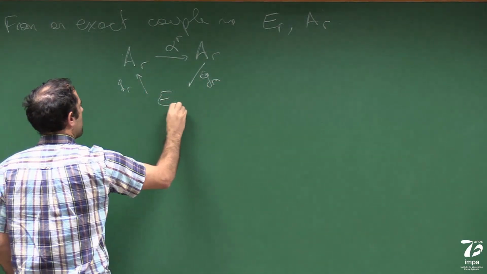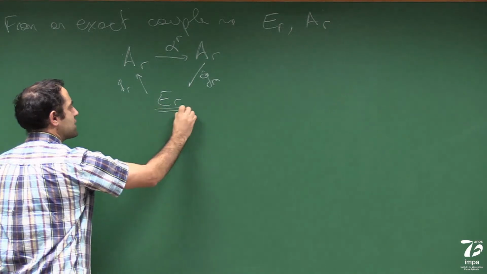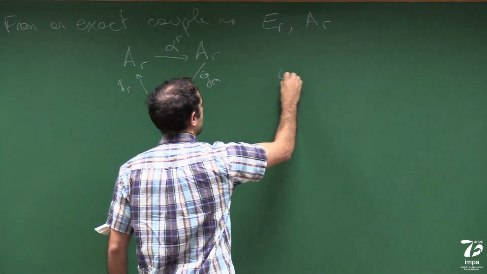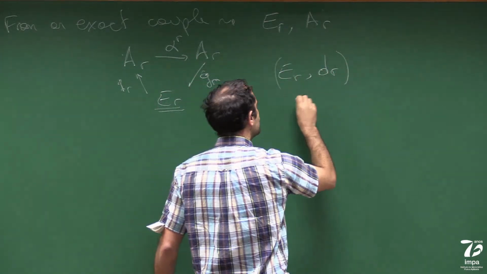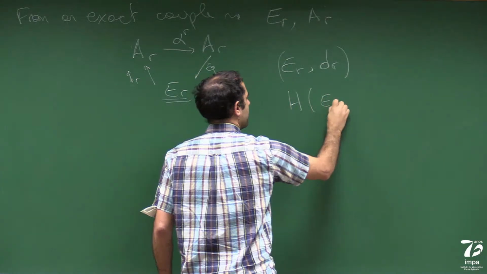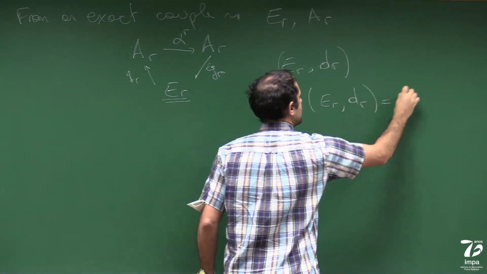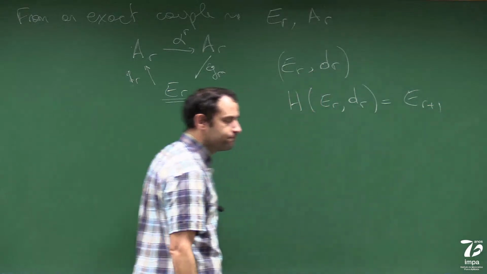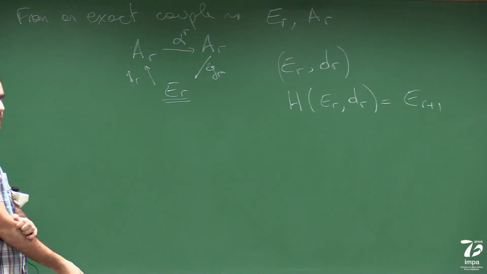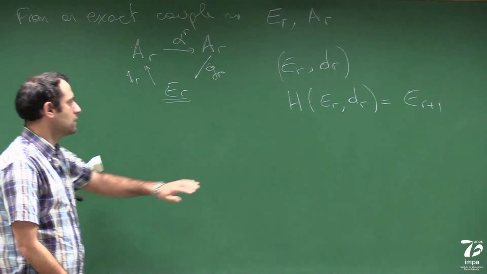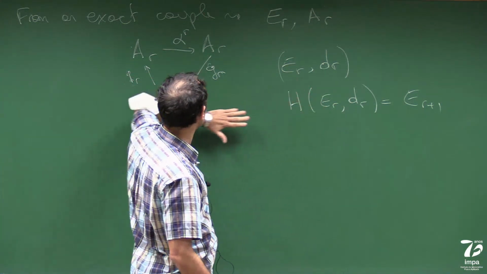F_r, E_r. This is the one that I'm interested in because it becomes a complex, with a differential d_r, and the homology of E_r with respect to d_r is E_{r+1}, which is the datum of a spectral sequence. When I define a spectral sequence, I define it also with the limiting complex. I'm not telling you what the limiting E is, but that's irrelevant. So the datum here is just this sequence of complexes E_r.